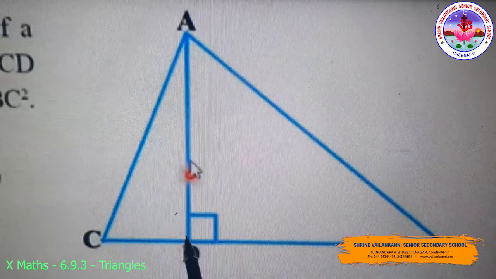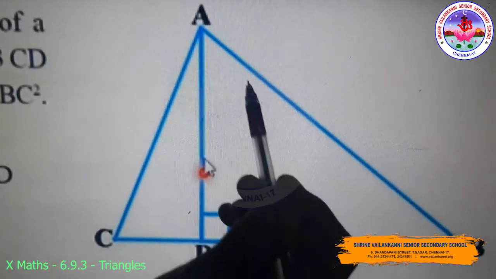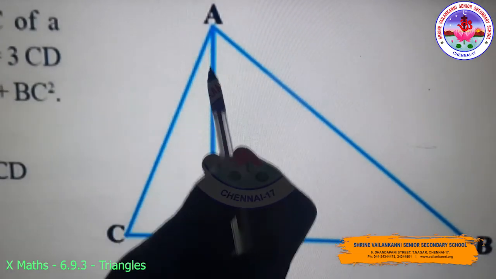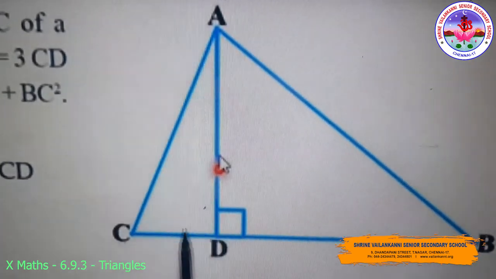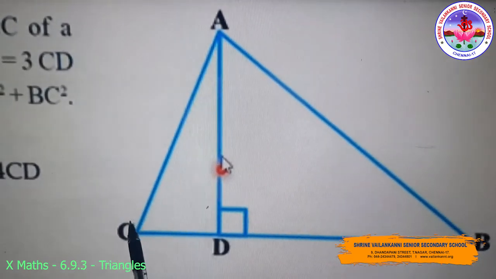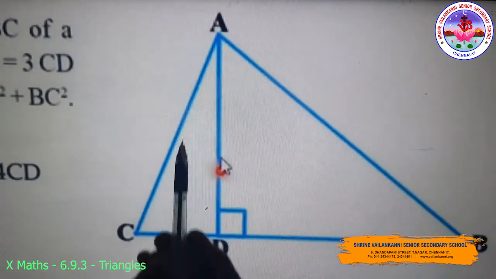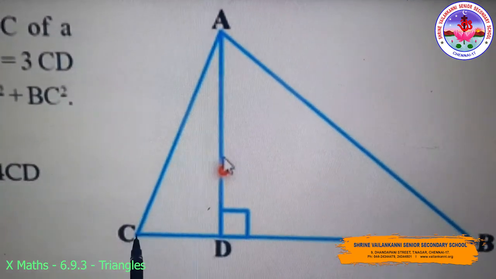Now I am taking triangle ADB, where AB is the hypotenuse. Using Pythagoras theorem, I am going to write AB squared is equal to AD squared plus DB squared. Similarly, in triangle ADC, which involves AC, AC is the hypotenuse. Using Pythagoras theorem, I am going to write AC squared is equal to AD squared plus CD squared.